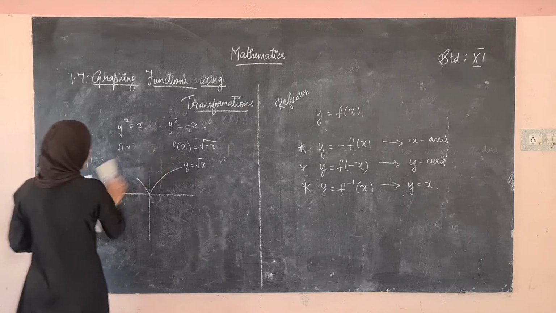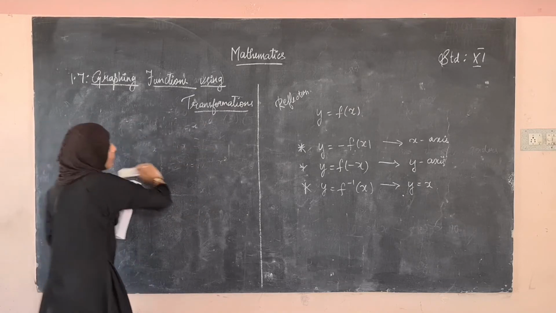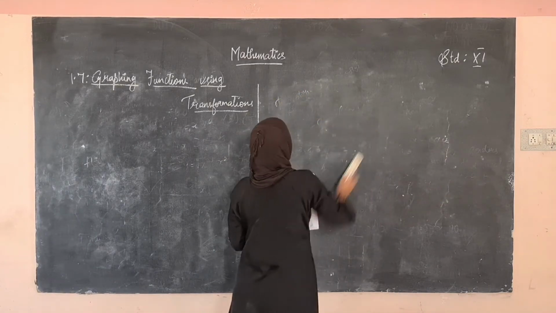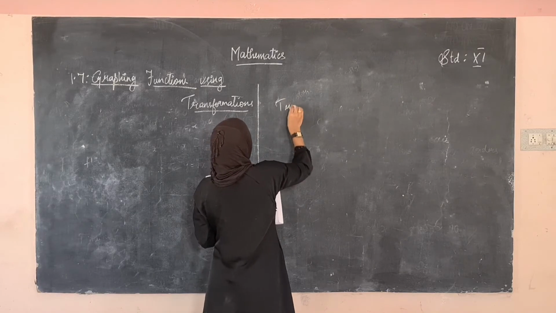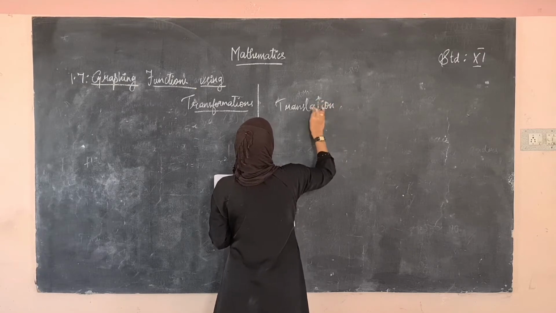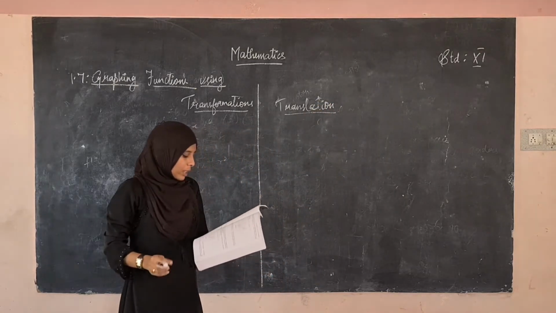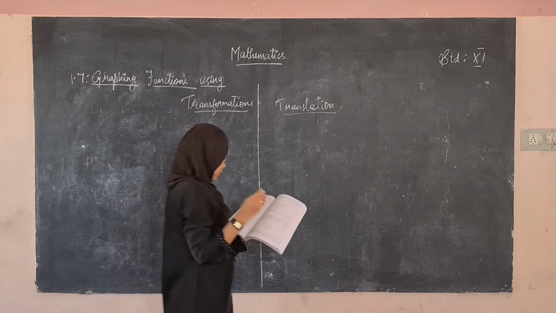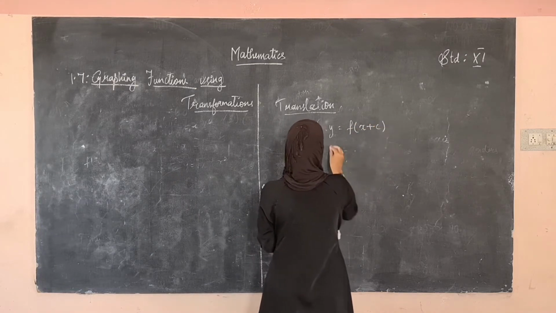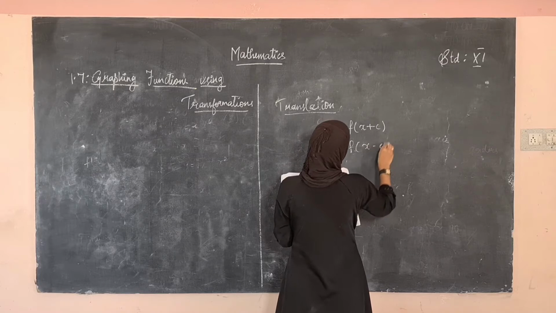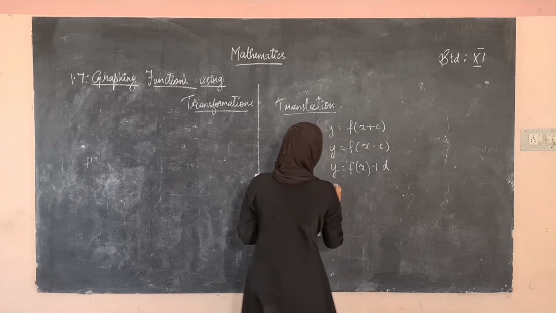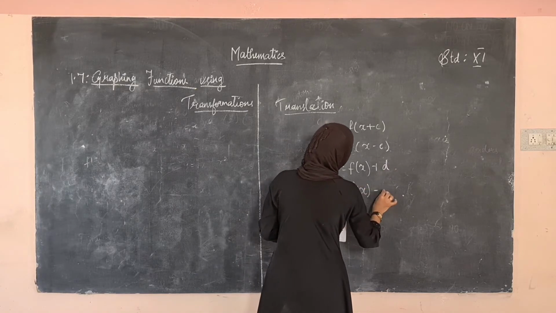Now let us move on to the next topic, that is translation. First we have seen reflection, now we are going to see what translation is. Translation of a graph has 4 types. See here: y is equal to f of x plus c, y is equal to f of x minus c, y is equal to f of x plus d, and y is equal to f of x minus d.